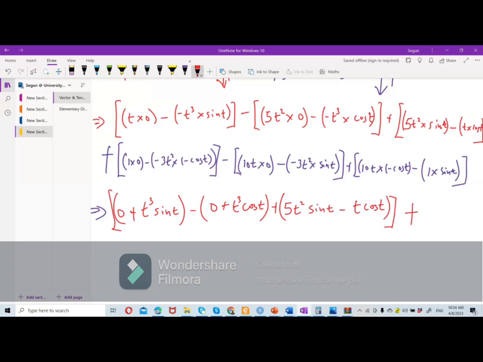So we now have positive. Let's do the same thing here. 0 plus, this is, you have minus times minus, positive. So minus is still outside. We put minus 3t squared cos t minus, this is 0. This is positive 3t squared sine t.